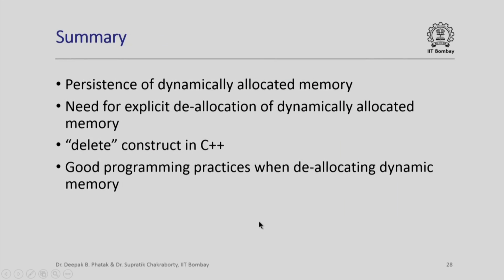So in summary, we saw the persistence of dynamically allocated memory across function calls. We saw the need for explicit deallocation of dynamically allocated memory. We saw the delete construct to help us do this, and we also saw some good programming practices when deallocating dynamic memory. Thank you.